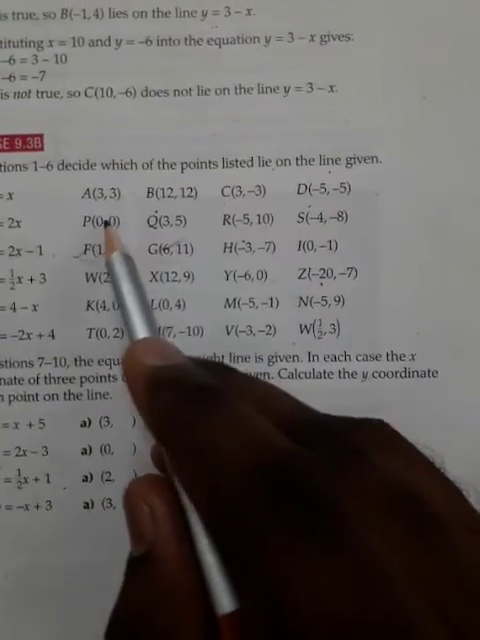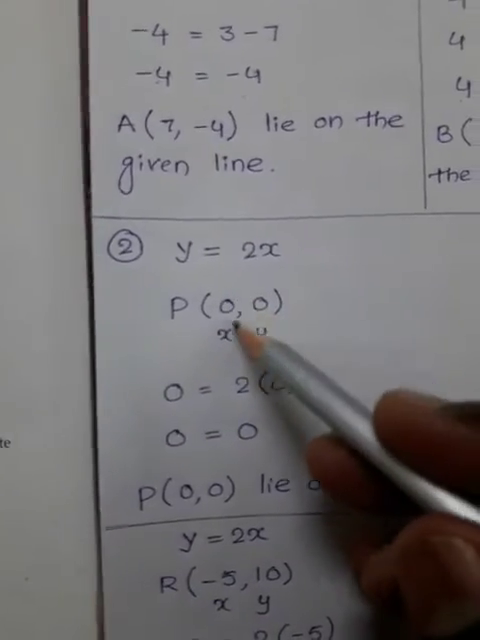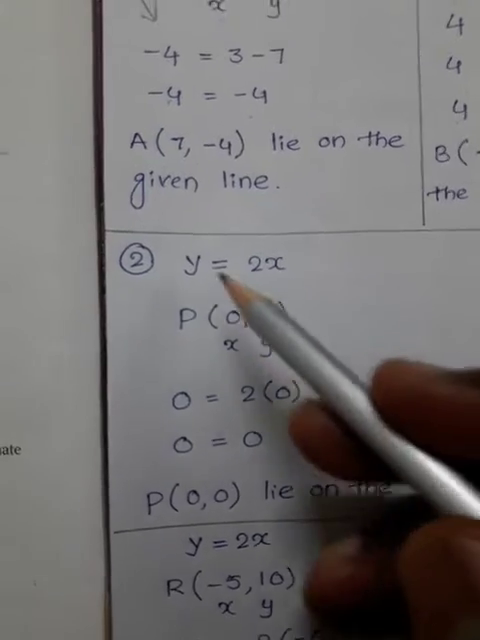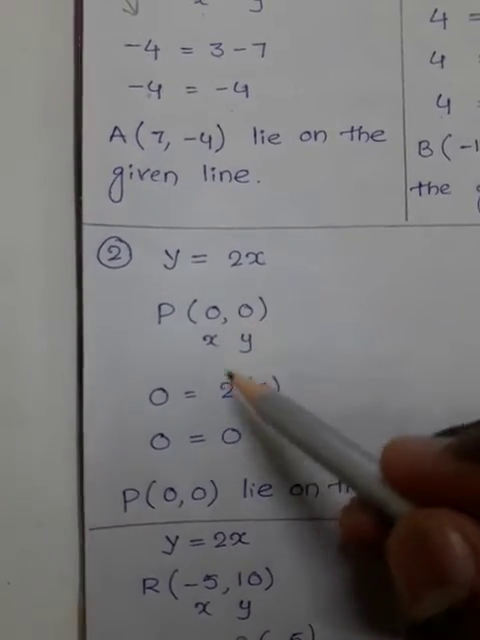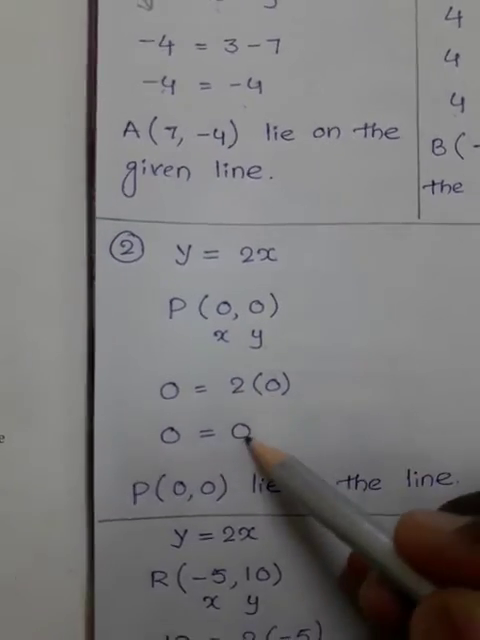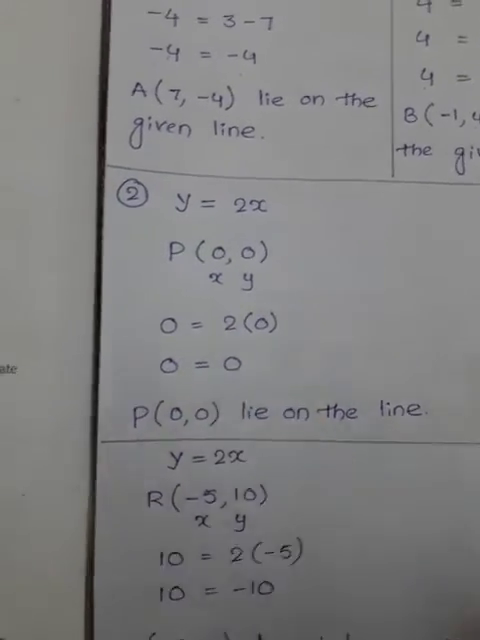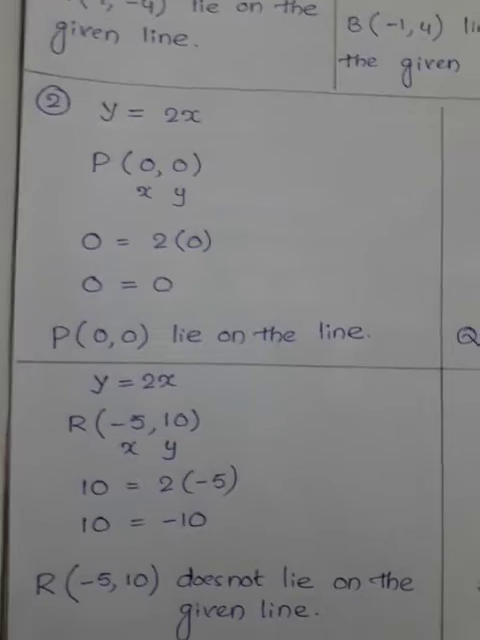What is the first point given? 0 comma 0. So x is 0 and y is also 0. In place of y, I wrote 0. In place of x, I wrote 0. Remaining, write it as it is. So 0 equals 2 multiplied by 0, which is 0. Whenever left and right are equal, then we can say that it lies on the line.